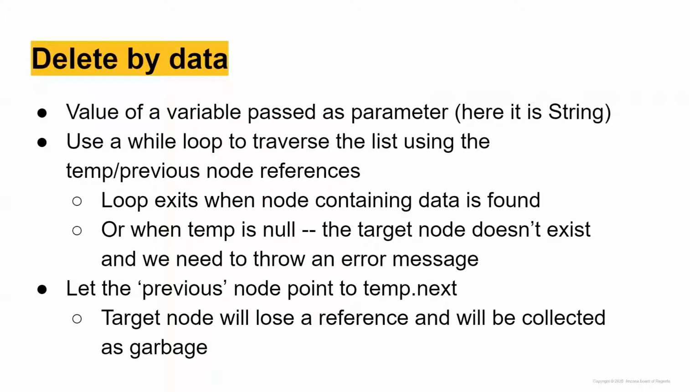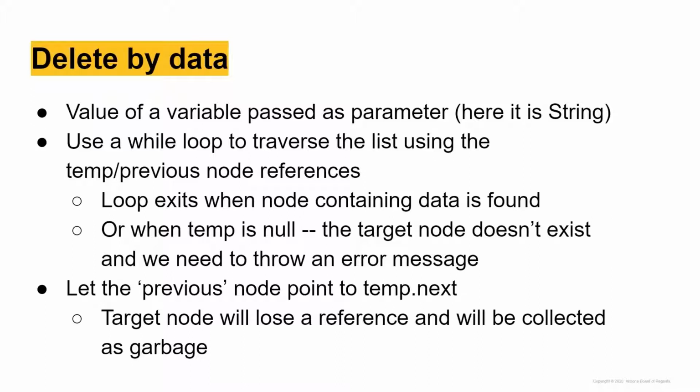So the value of a variable is passed as a parameter, and here it's going to be a string, right? Because that's the data type, basically, that our nodes possess. It's just a string called name. So we're going to pass a string in, because we want to delete the node that possesses that name.